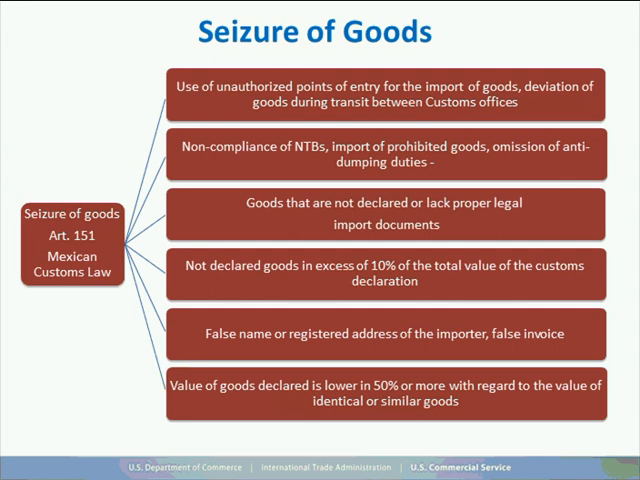False name or registered address of the importer, false invoices. This is very important. Many times, pro forma invoices are used, and Mexican Customs verifies with the U.S. exporters if the invoices are real. You may issue a specific invoice that maybe the Mexican Customs broker does not use, sometimes with permission, sometimes without permission. So it's very important to have a tight team, U.S. exporter, Mexican importer, and customs broker to avoid these type of problems, because the goods will be seized if something doesn't check out.